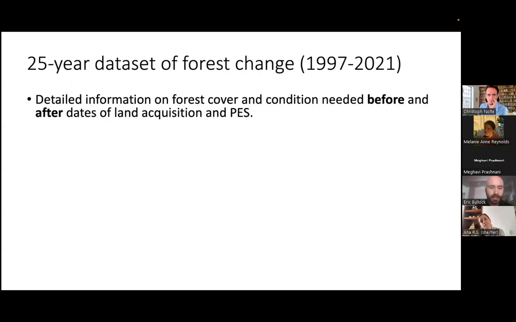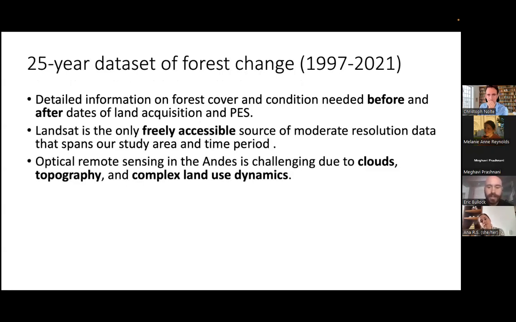And we really need information continuously through time. We need the temporal accuracy to be able to compare to the dates of the land acquisition. And really the only way that we're able to create this data set, the only source of information, as you're probably aware, is Landsat, the only freely available data source with the temporal archive that is necessary for doing this evaluation.